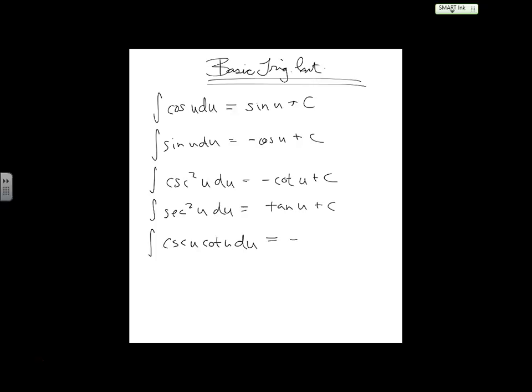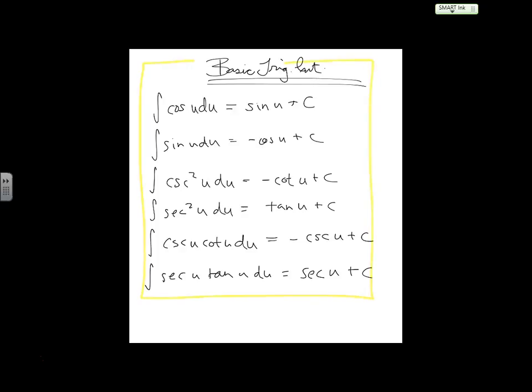Negative who? Cosecant. What else do we know? Good. Secant tangent. Who is that? Secant u plus c. Who is not on this list? Tangent is not. Tangent by itself is not. Cotangent by itself is not. Secant by itself, not squared, is not. And cosecant by itself, not squared, is not either, right? These are the old school formulas.